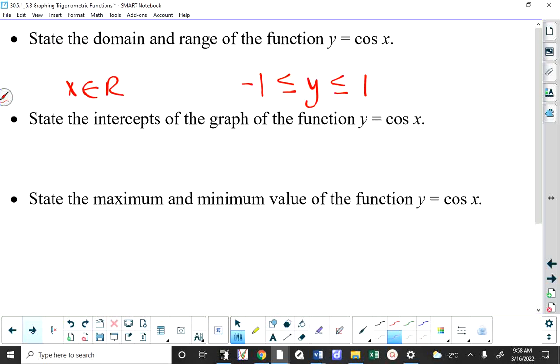We'll do the intercepts now. The y-intercept looking at the graph is 1. Now the x-intercepts. The first x-intercept is pi over 2. Look at the graph. Why is that x-intercept pi over 2? Because cosine of pi over 2 is 0. The next intercept is 3 pi over 2.